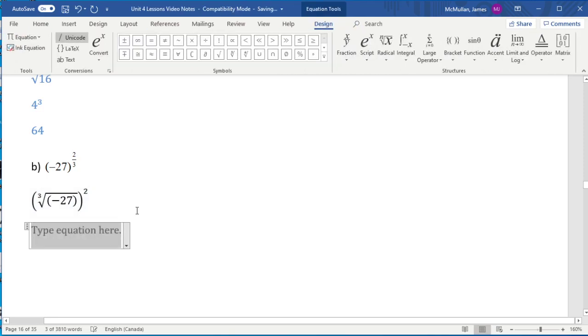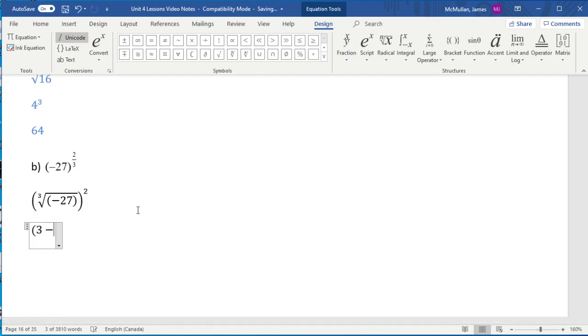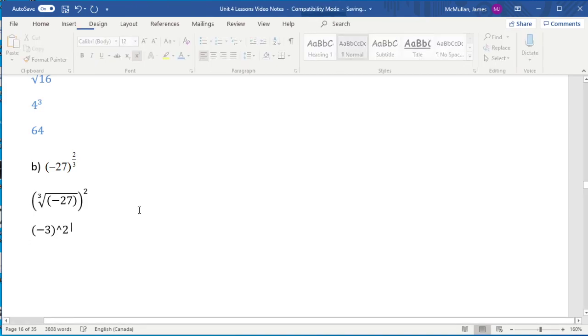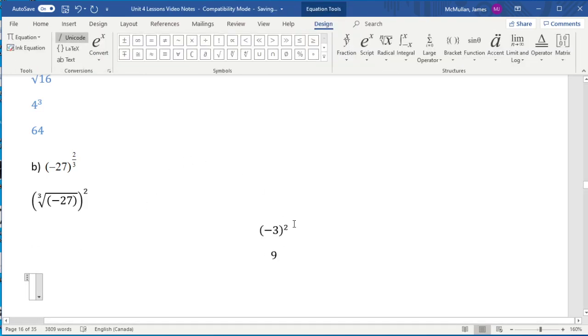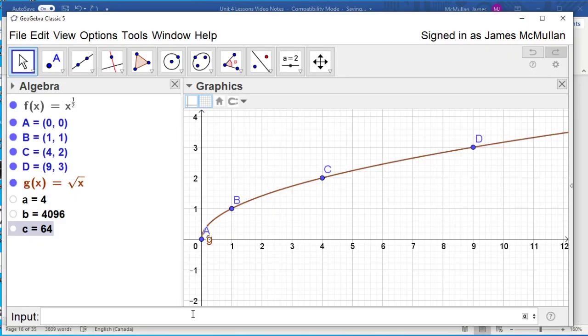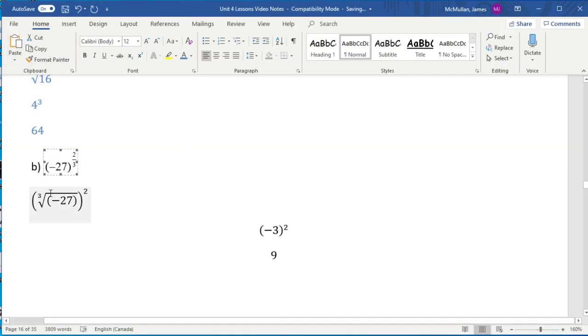When I cube root this negative 27, I get negative 3 is my answer, because negative 3 times negative 3 times negative 3 is negative 27. Then I have to square this. Then we know that that answer is, of course, 9. Now again, you can do this all in one step on your calculator, right? You can just go negative 27 to the power of 2/3, and it comes up with 9, right?